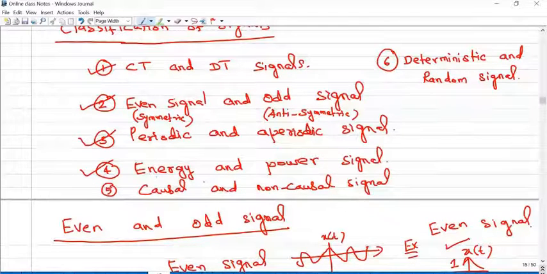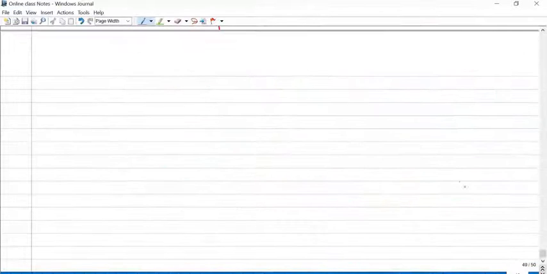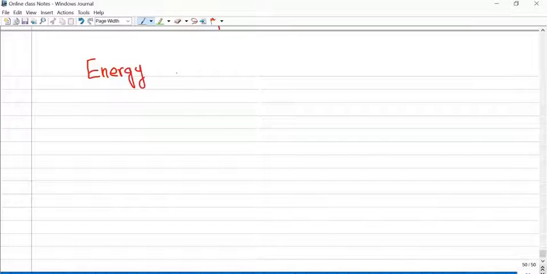So in today's class, we will start with which signals are energy signals and which are power signals. Basic definitions and simple problems to identify whether the given signal is an energy signal or a power signal. Next, classifications of signals: energy or power signal.